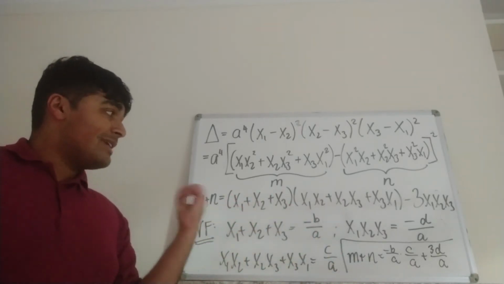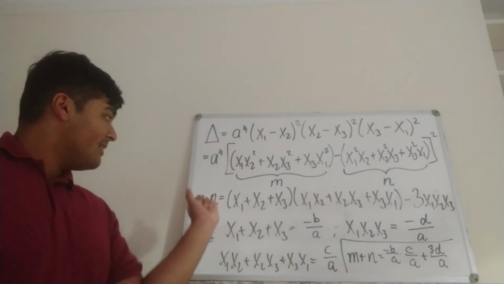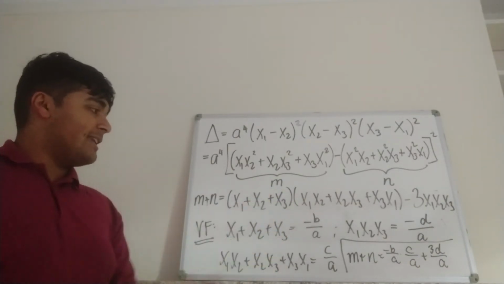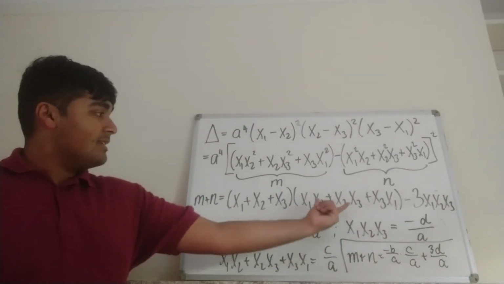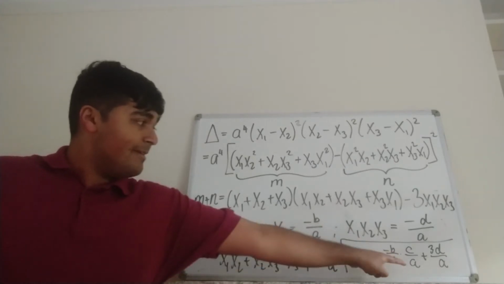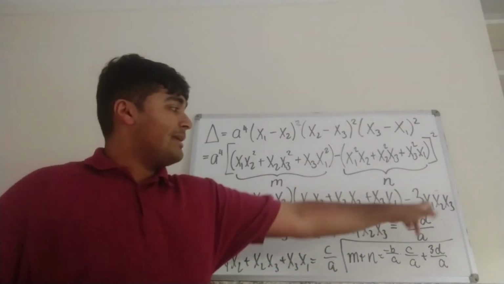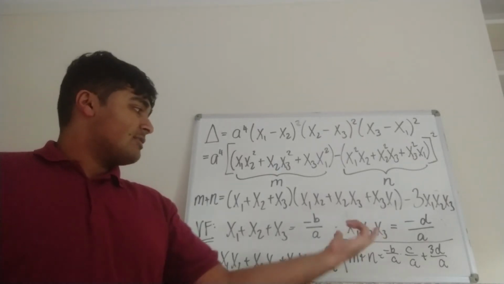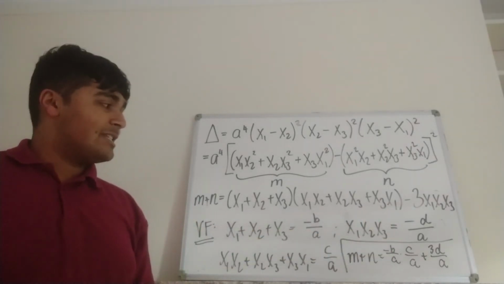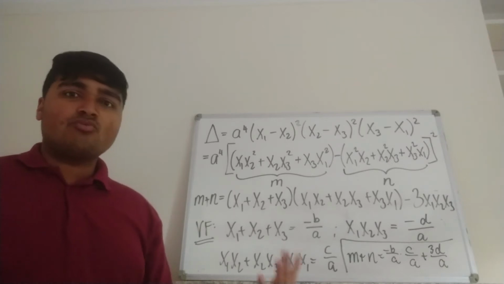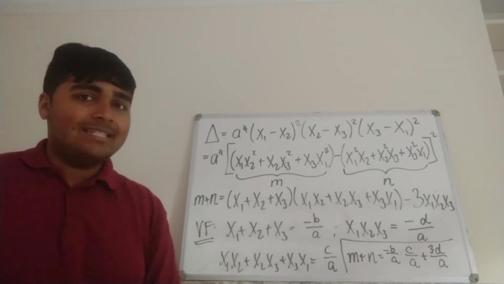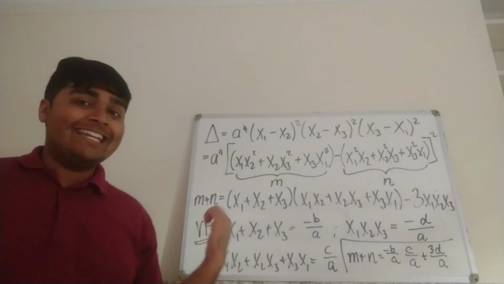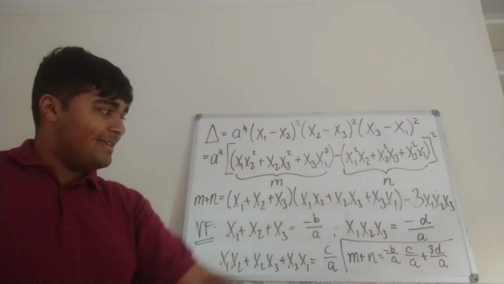Anyway, from this we can then work out what m plus n is, because it's x1 plus x2 plus x3, which is just minus b over a, times this guy here, which is c over a, and then minus 3 lots of minus d over a, which is just plus 3d over a. So m plus n is minus bc over a squared plus 3d over a, or you can write that as (3ad minus bc) all over a squared. Okay, so that's how you write m plus n in terms of a, b, c, and d.